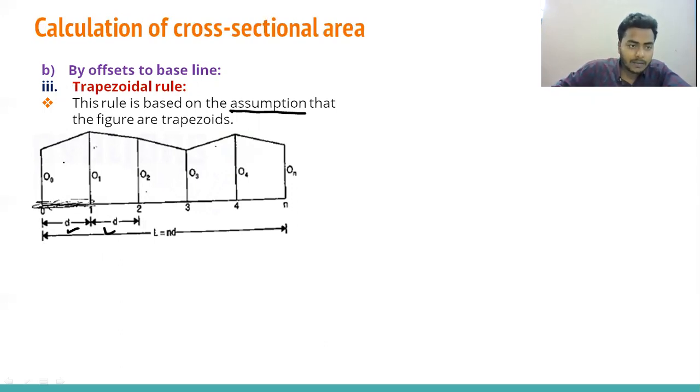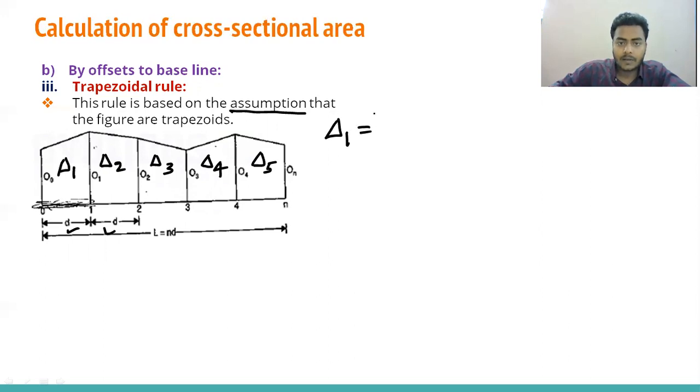Now I'm giving names: the first trapezoidal form I'm calling delta 1, the area of this is delta 2, this delta 3, delta 4, delta 5, for example. So we can calculate delta 1 by the trapezoidal formula. It has a side, you see like this: this is O1, this is O0, then this is d. These two ordinates are parallel, and the distance between these two lines is d.